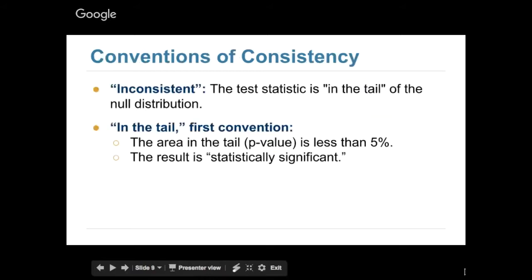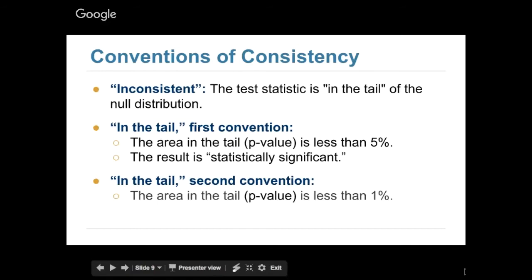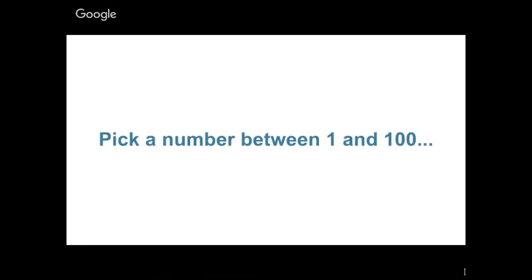Okay, so some conventions. And now I have one more activity. So if you would please pick a number between 1 and 100. Okay, so come up with a number in your head. Think about it. Pick wisely. I look into your eyes and I see a number chosen. All right, let's move on.